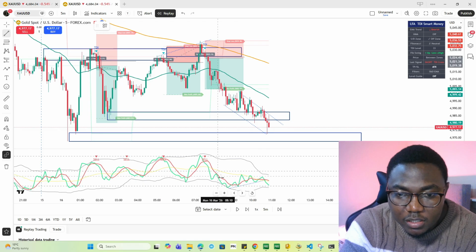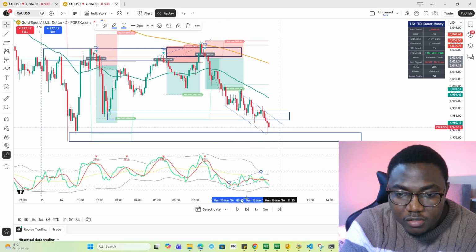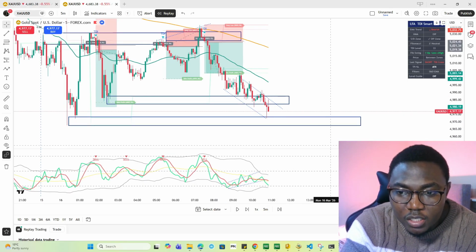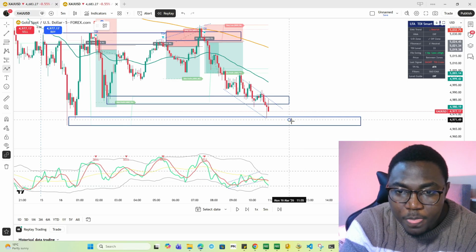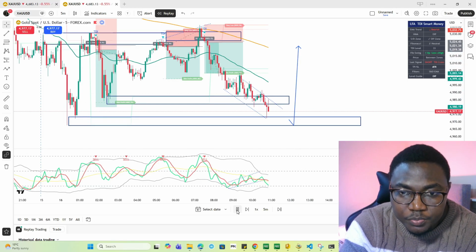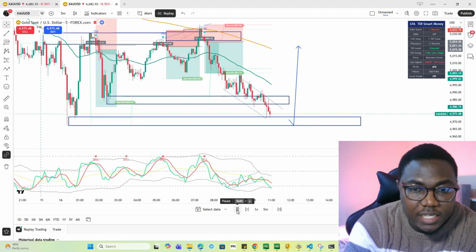Look at what the TDI indicator is doing. It's giving us higher lows, and this one is doing lower lows. Now I'm going to wait for this market to react on this zone, then I'll go in for my buy. So now I'm more comfortable taking a buy at this zone. Everything is from TDI basically.